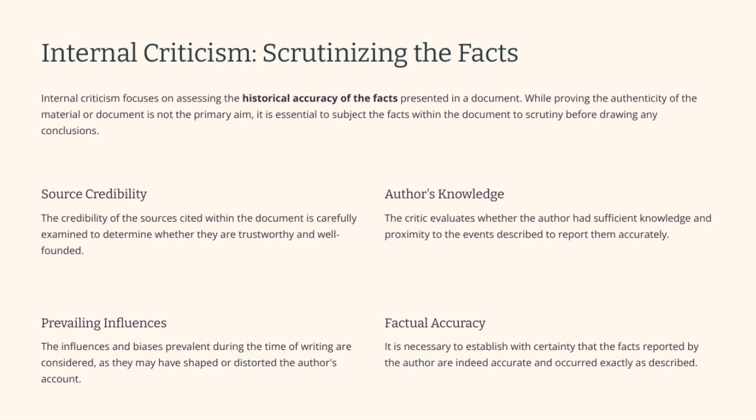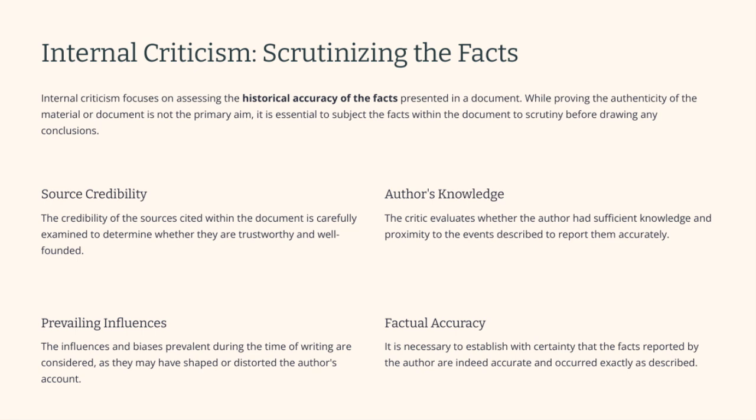When assessing historical documents, it is crucial to establish with certainty that the facts reported by the author are indeed accurate and occurred exactly as described. This means we need to carefully verify the authenticity of the information presented. Next, we should consider the influences and biases that might have been prevalent at the time of writing. These influences can shape or even distort the author's account, so understanding the context in which the document was created helps us interpret it more accurately.